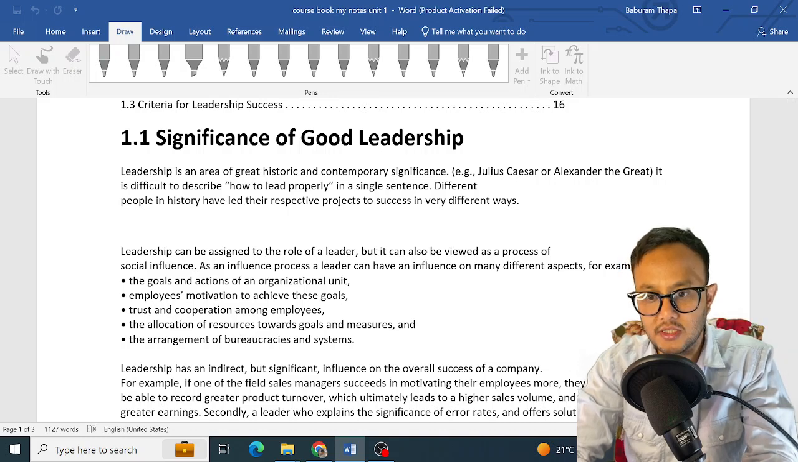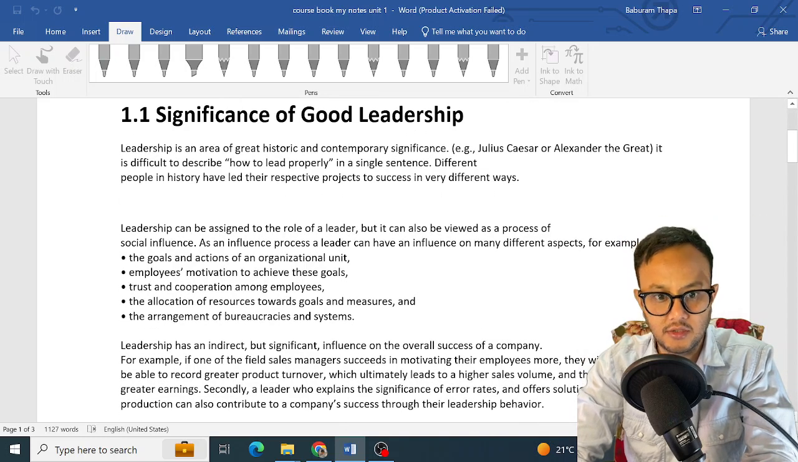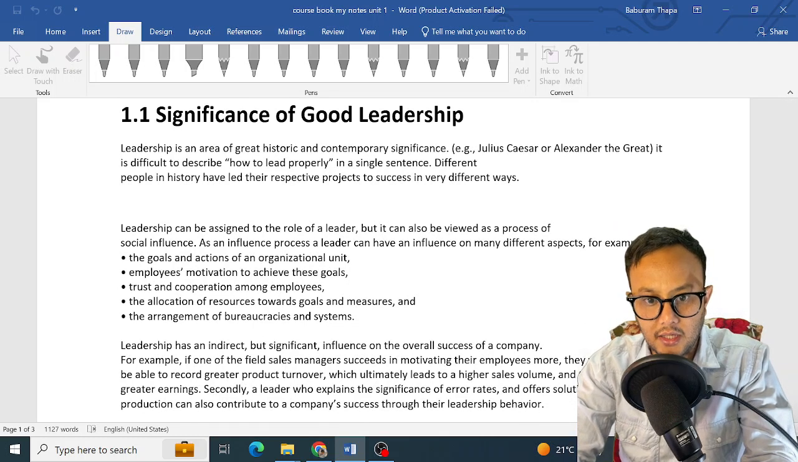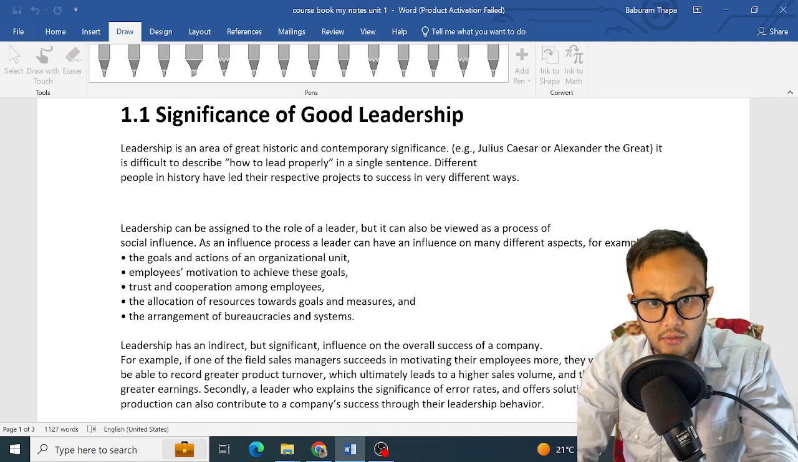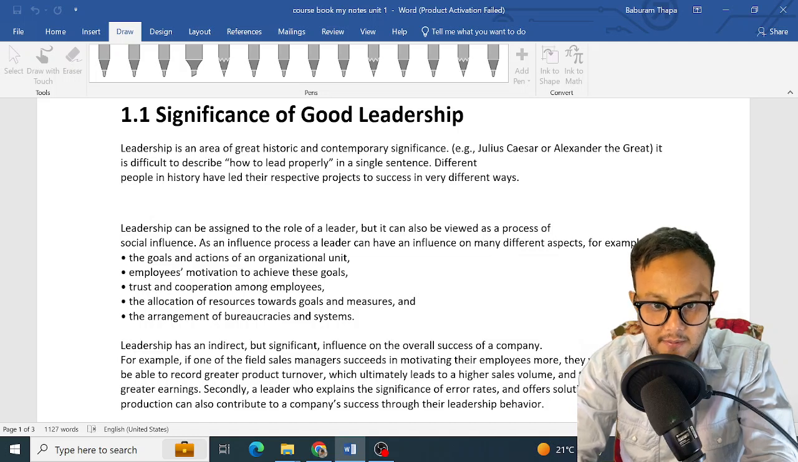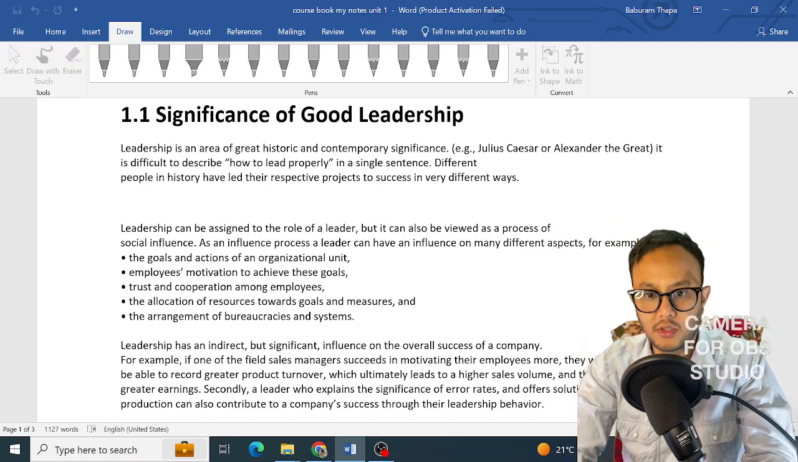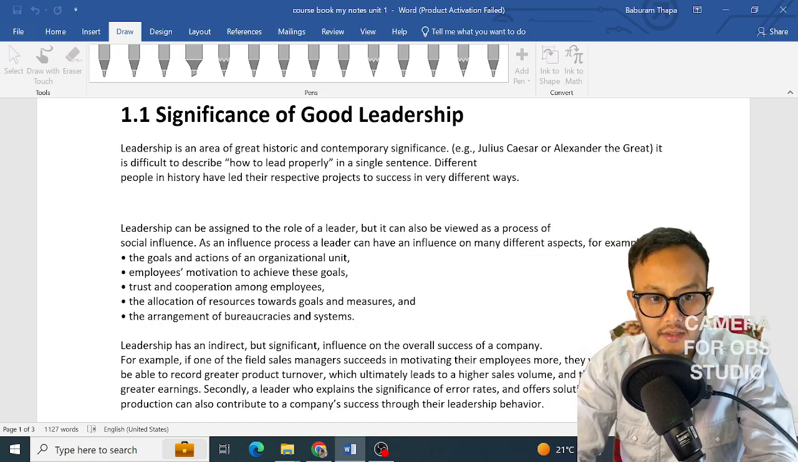For example, Julius Caesar or Alexander the Great. It is difficult to describe how to lead properly. How to lead properly in a single sentence? We cannot describe in a single sentence how to lead properly. Different people in history have led their respective projects to success in very different ways.